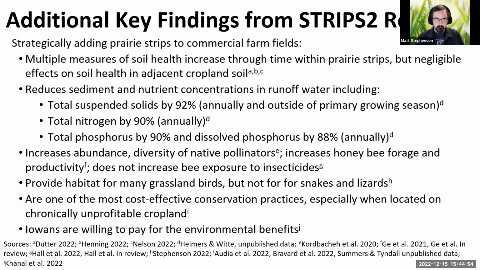And finally, working with economists at the University of Nebraska, Lincoln, Badri Khanal and Karina Schoengold, we found through a willingness to pay survey that Iowans are willing to pay for the conservation benefits on crop fields with prairie strips, such as we've measured in this project.